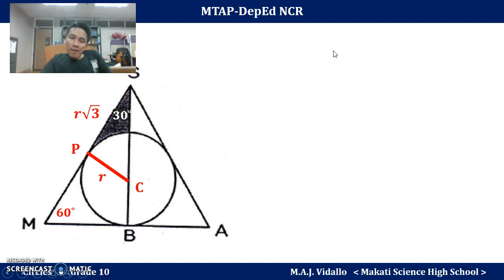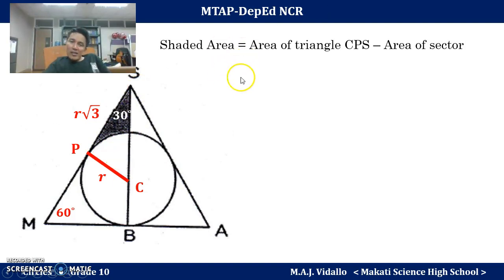Now, do you have an idea how you are going to get the area of the shaded region? That's given, but suppose we don't know the area of the shaded region. How are we going to do that? The area of the shaded region is actually equal to the area of this triangle minus the area of this sector. Again, let me repeat. The shaded portion here is equal to the area of triangle CPS minus the area of this sector.